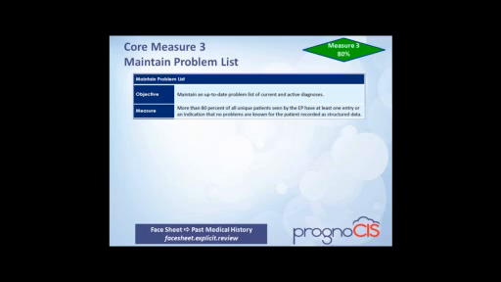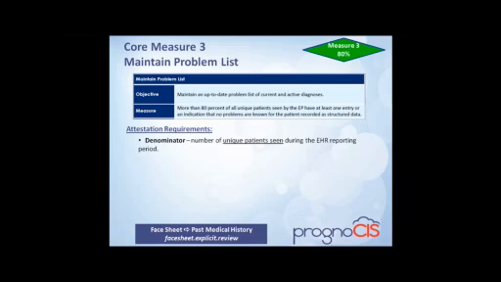The measure requires that more than 80% of all unique patients seen by the eligible provider have at least one entry or an indication that there are no known problems for the patient recorded in their structured data. Now, inside Prognosis, this is known as the past medical history on the patient's face sheet. The requirements for attestation are numerical.